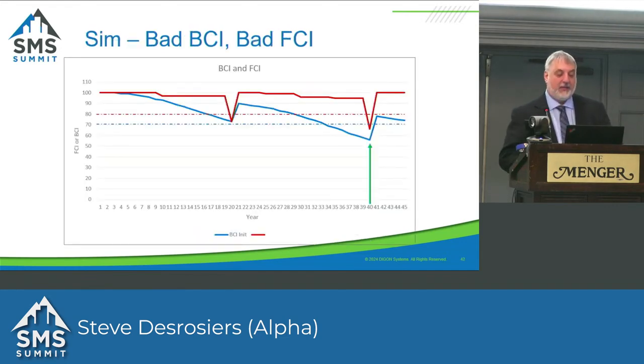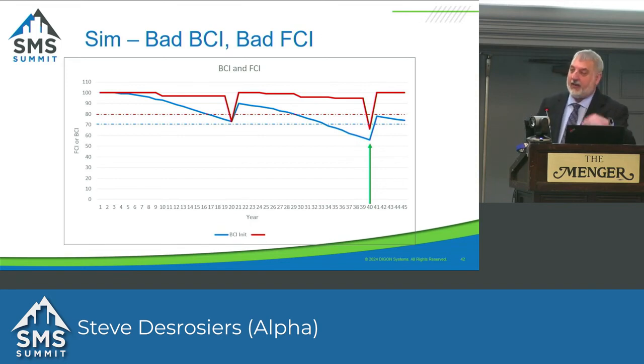The other thing that is pretty easy to tell is when both BCI and FCI are bad, right? Yeah, of course, we can have both bad. This happens out in year 40 in the simulation. You can see that the FCI line, the red line, drops below its threshold of 80, which is the red dotted line, and the blue line drops below 70, which is the blue dotted line, the threshold for bad BCI. So both lines at this point in time are lower than their thresholds.